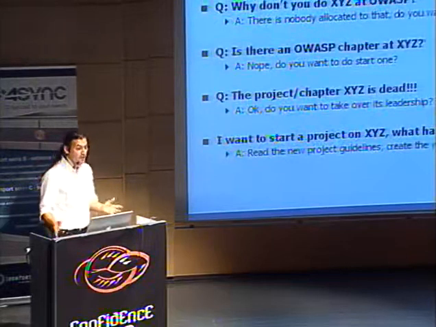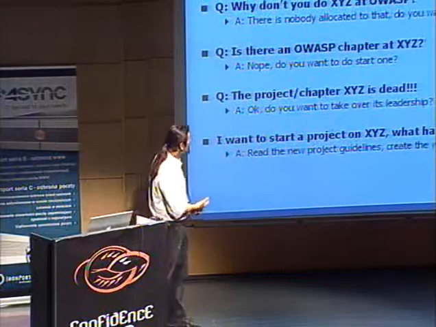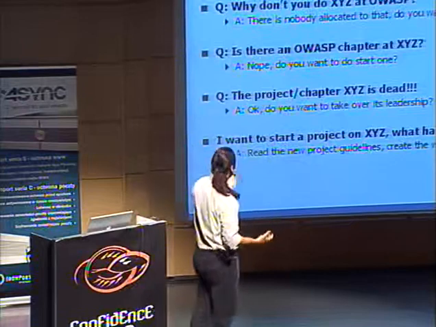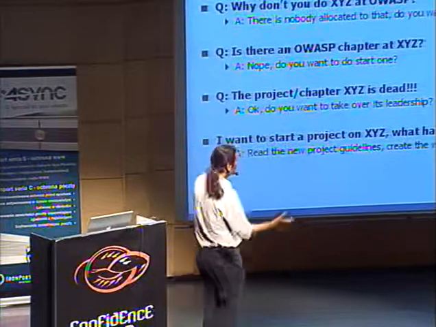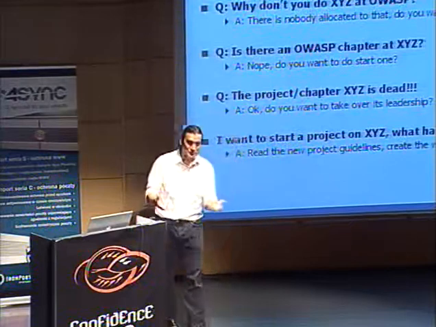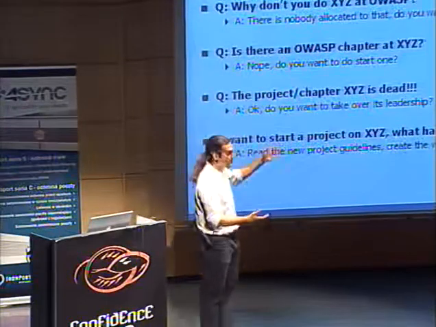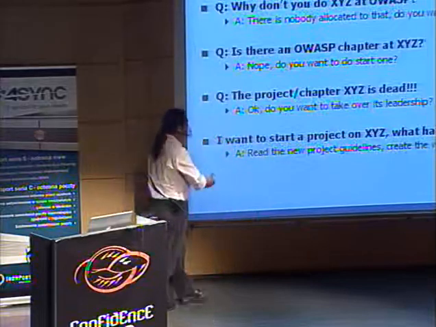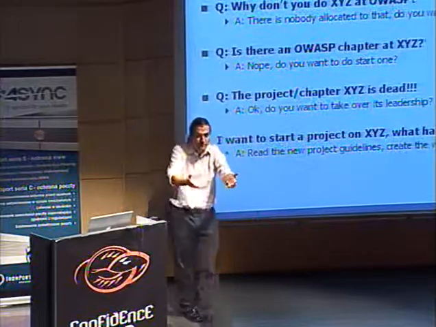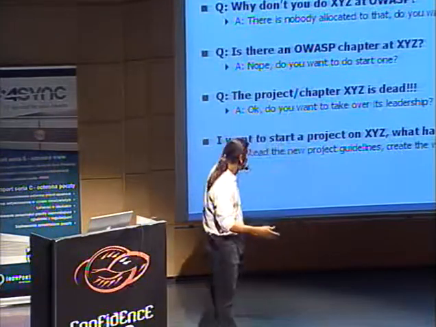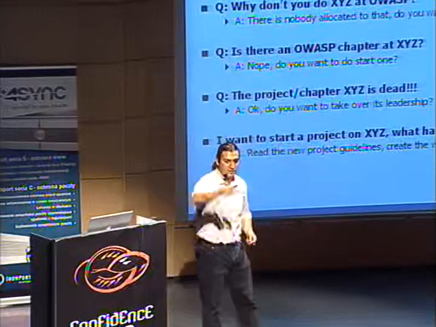So this is how OASP works, right? You have a project on XYZ at OASP, that's somebody asking me. My answer can be, no, but do you want to do it? Why don't you do XYZ at OASP? Well, there's nobody allocated to do it. Do you want to do it? Is there an OASP chapter XYZ? Well, no. Do you want to start one? The project or chapter XYZ is dead. Great. Do you want to take over it? And I want to start a project XYZ. What happens next? Well, read the new project guidelines, create a wiki page, and contact Paulo.